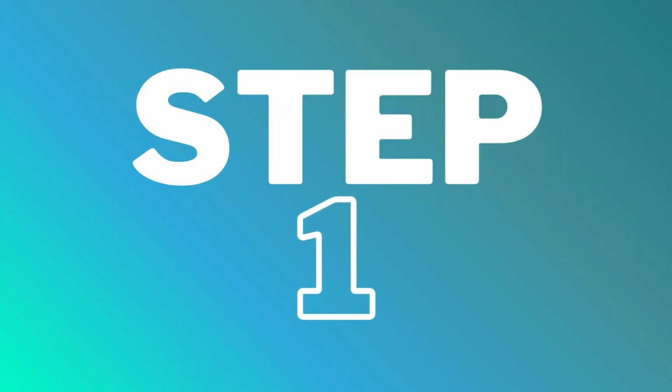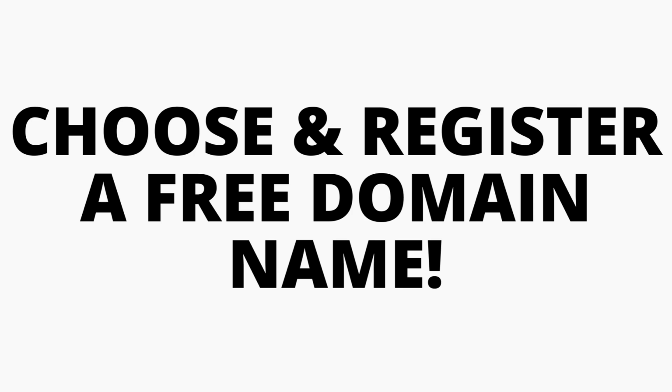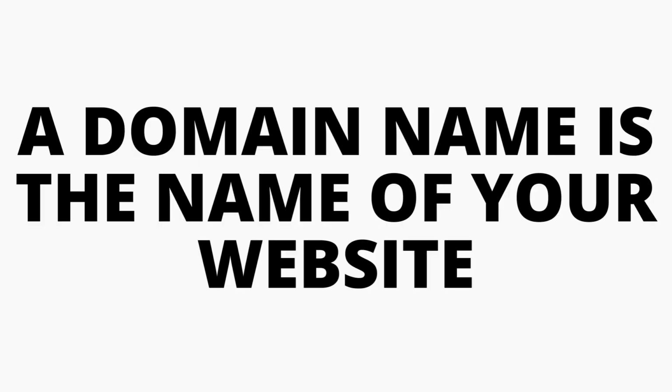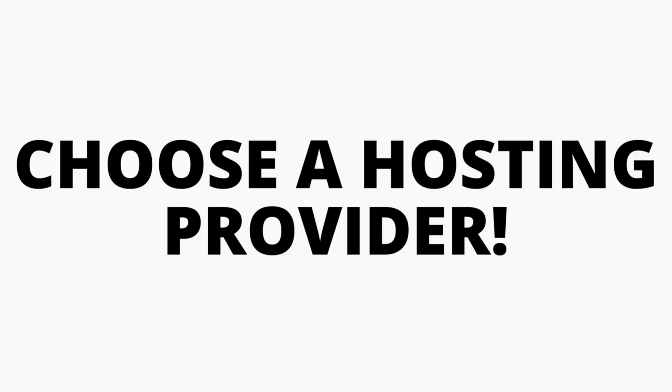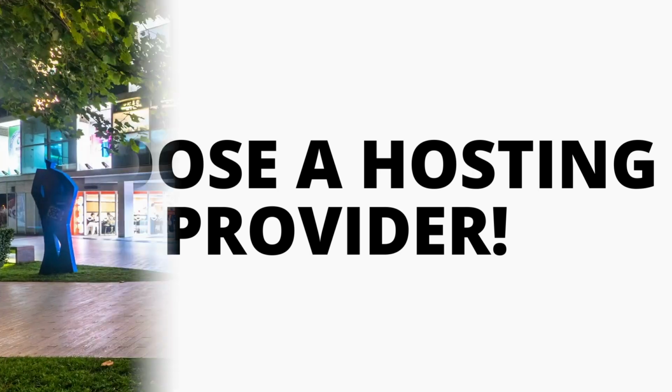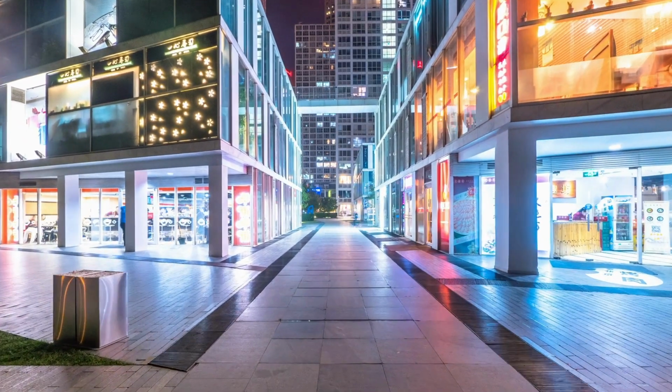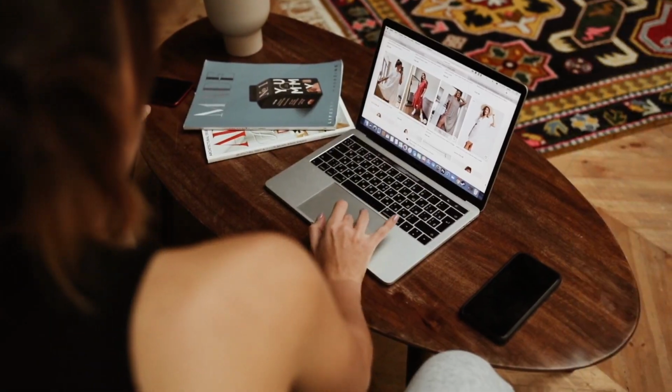The first step I'm going to cover is how to choose and register your own domain name for free. A domain name is the name of your website. For example, the website name for YouTube is youtube.com. Step 2, I'll be going over how to choose a hosting provider. An easy way to think of hosting is it's like the physical storefront of your website. To have a website, you have to have hosting.